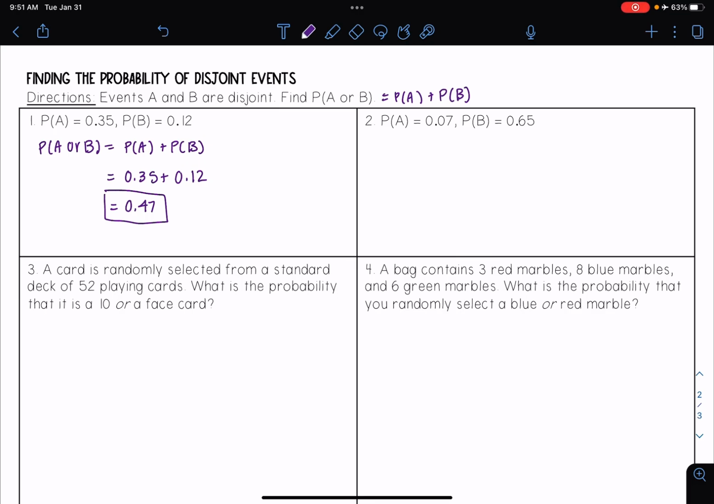Okay, next one, I have that the probability of A is equal to 0.07 and probability of B is 0.65. So that means that probability of A or B is just going to equal the probability of A plus probability of B. So I get 0.07 plus 0.65, which is equal to 0.72.